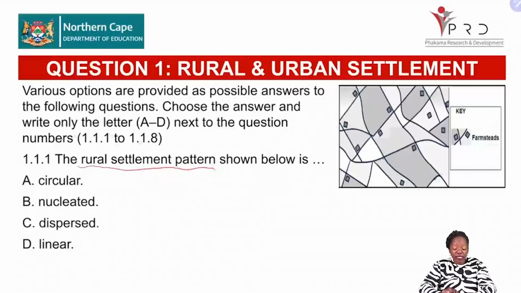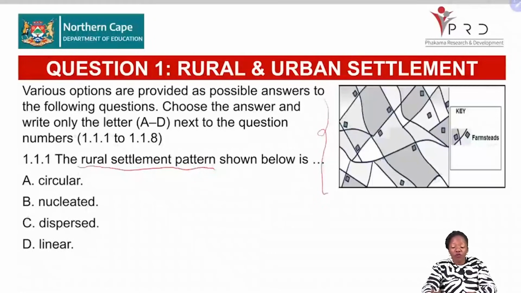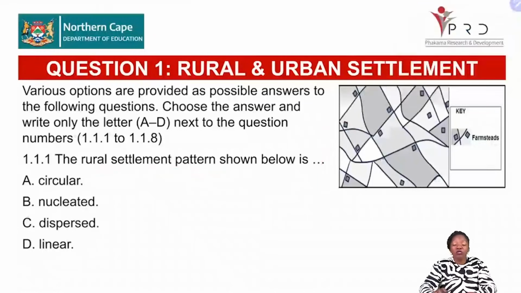So looking at our option A, you have your circular, then B, you have your nucleated, and then C, you have your dispersed, and then D, you have your linear. Remember, you are identifying this rural settlement pattern that is shown in the diagram. So 1 minute, and then after 1 minute, we will be able to do the correction. Then we move to the next question.